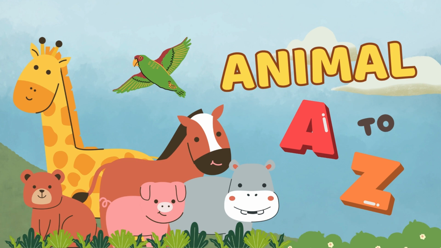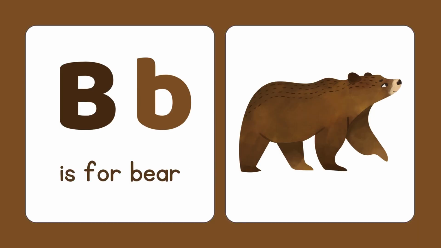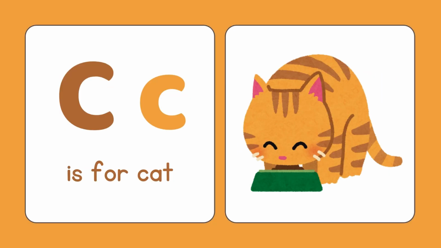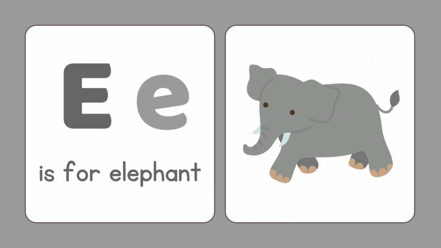Alphabet from A to Z. A is for alligator. B is for bear. C is for cat. D is for dog. E is for elephant.